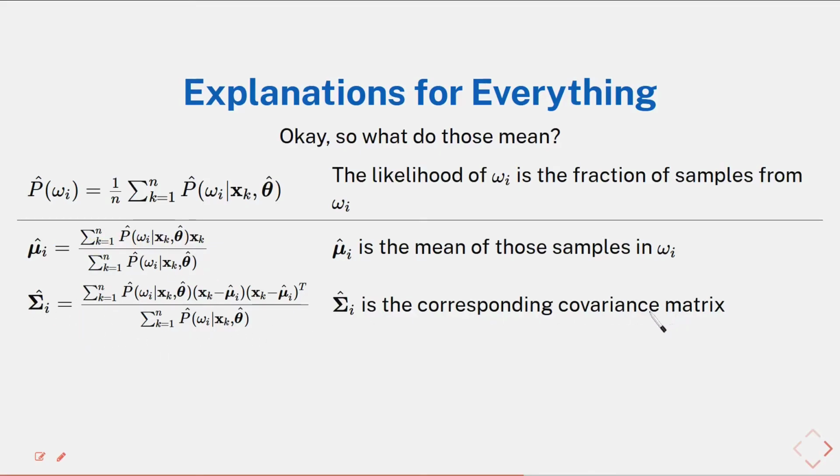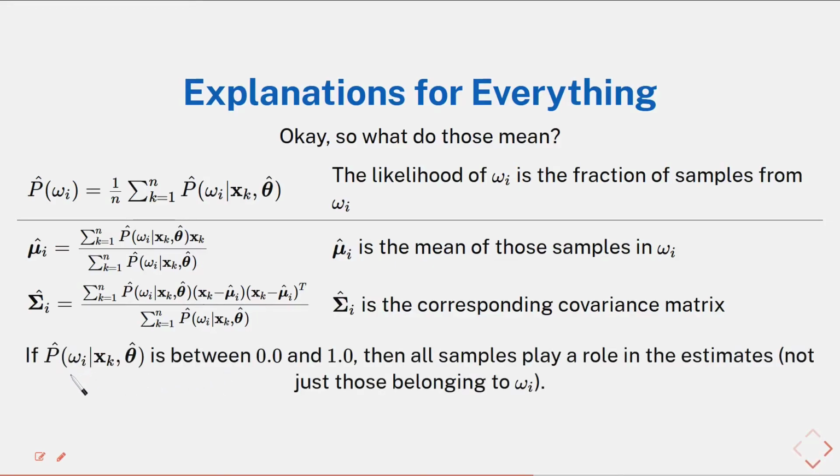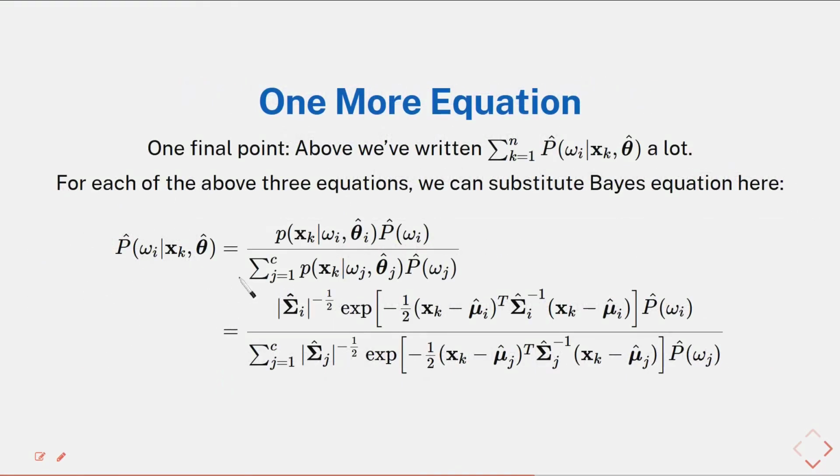And here we have the corresponding covariance matrix, which again has the same multiplication. Here is the covariance matrix associated with class I. Here is the probability of class I times the covariance of the samples at class I. If this probability is between 0 and 1, then all the samples play a role in the estimates, not just those belonging to omega I. So if there's some chance that a sample belongs in multiple classes, then each of those classes is going to play a role in determining what the average value or average feature for that class is.